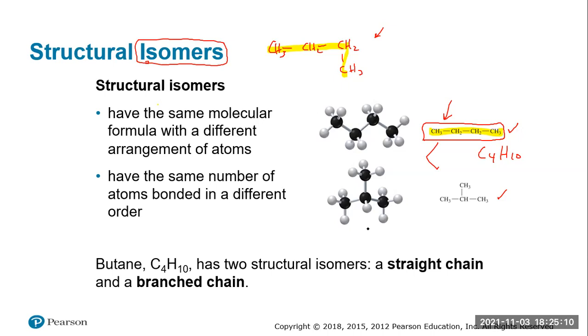So again, structural isomers have the same molecular formula with different arrangements. That also tends to give them different properties based on their arrangements. Any questions on that there?